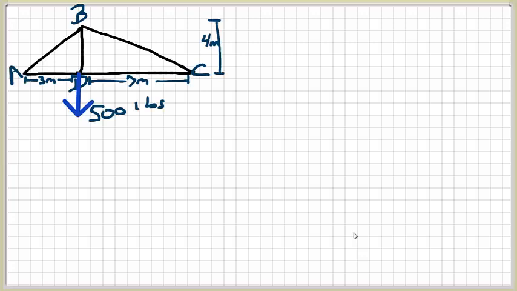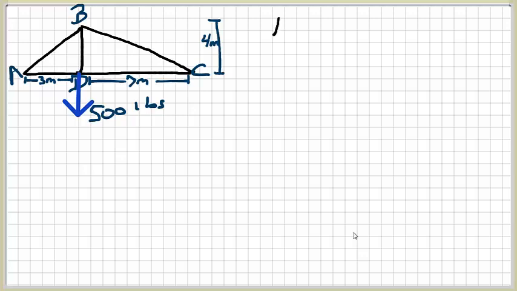Okay, the first step when solving a truss is to re-sketch it or draw it out, and then also calculate any angles. Okay, so here's my truss redrawn. The first angle I'm going to find is the angle between triangle A, B, and D.